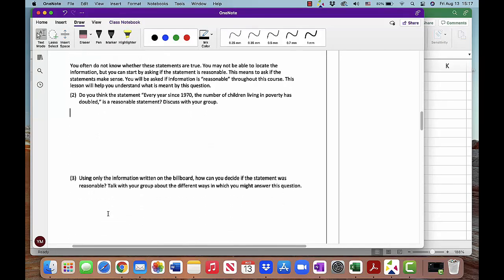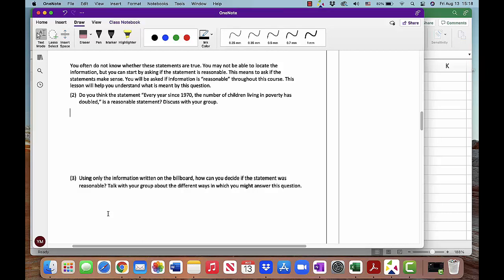And now what we're going to try to address is, if we only focus on the information in that statement, can we somehow decide if the statement is reasonable by using some mathematical means? Both of those questions are more or less open-ended. I'll give you again a moment to write down your response for question number 2. What do you think?